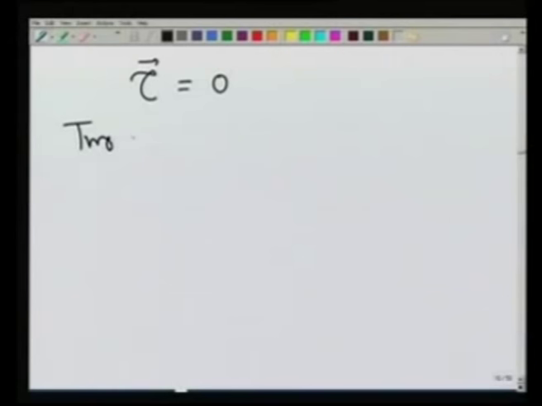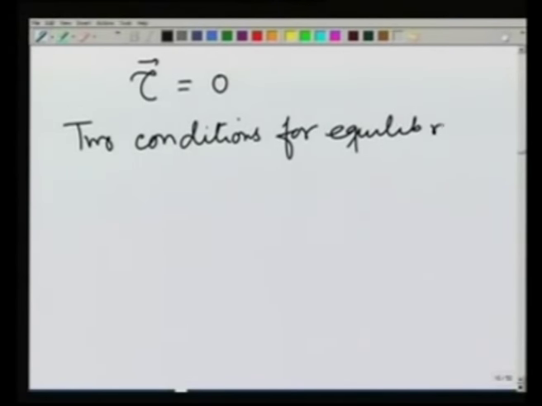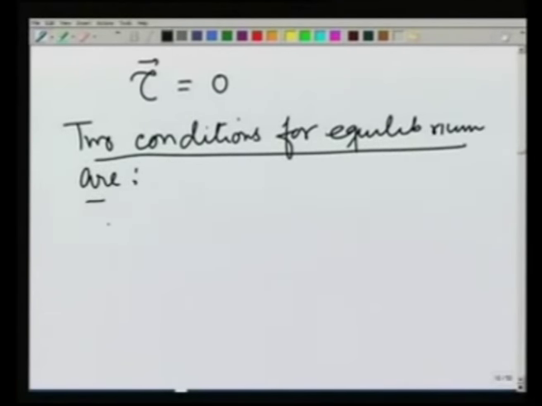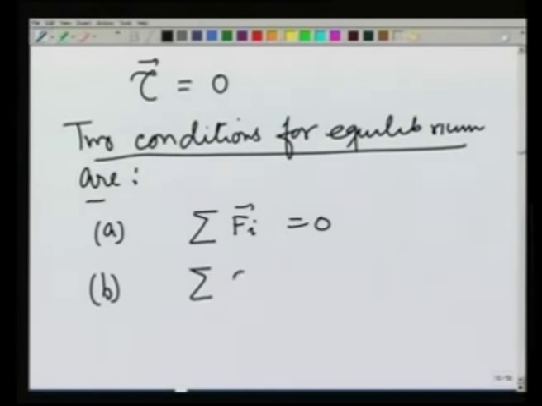So, if we want that in addition to not moving, the body also does not rotate for equilibrium, then the torque on the body should also be 0. So, two conditions for equilibrium are: A, the sum of all the forces F i be 0, then the body would not move, and B, sum of all the torques applied on the body should also be 0.